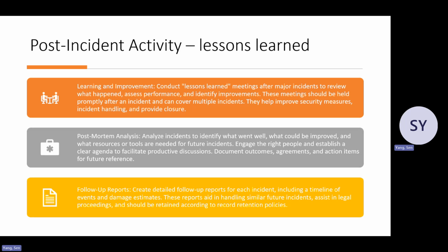Post-mortem analysis is to analyze and identify what went well, what can be improved, and what resources are needed for future incidents. Follow-up reports: we should create detailed follow-up reports for each incident, documenting them, including the timeline of events and damage estimates.